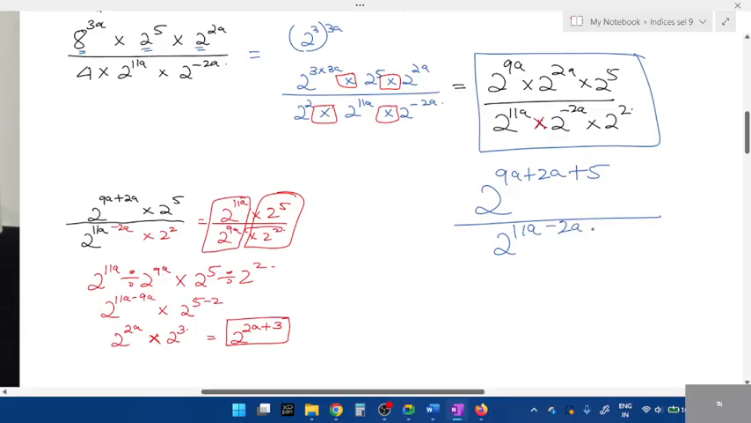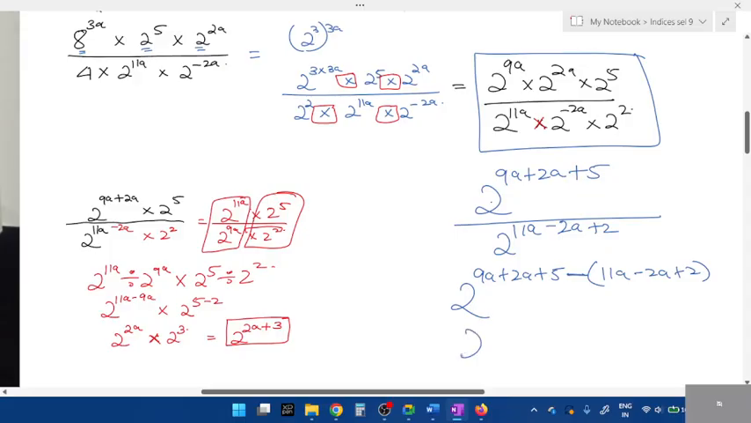Minus 2a plus. Now, how are these two 2's related? Are the bases same or different? Same. If the base is same and if there is division, look here, 2 to the power 9a plus 2a plus 5, put minus and take this entire thing, 11a minus 2a plus 2. Why did I take minus? Because it is division, right?